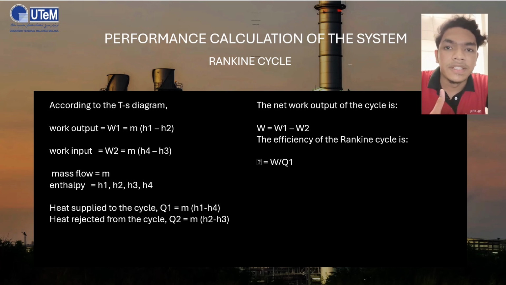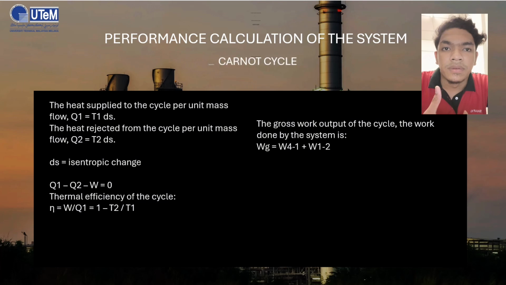For the Carnot cycle, we can find the heat supplied to the cycle and heat rejected from the cycle using this formula, and we can find the thermal efficiency of the cycle also using the formula given. The gross work output of the cycle can also be found using the formula, which is the work done by the system. We need to know that due to mechanical friction and other irreversibility, no Carnot cycle can achieve this efficiency.